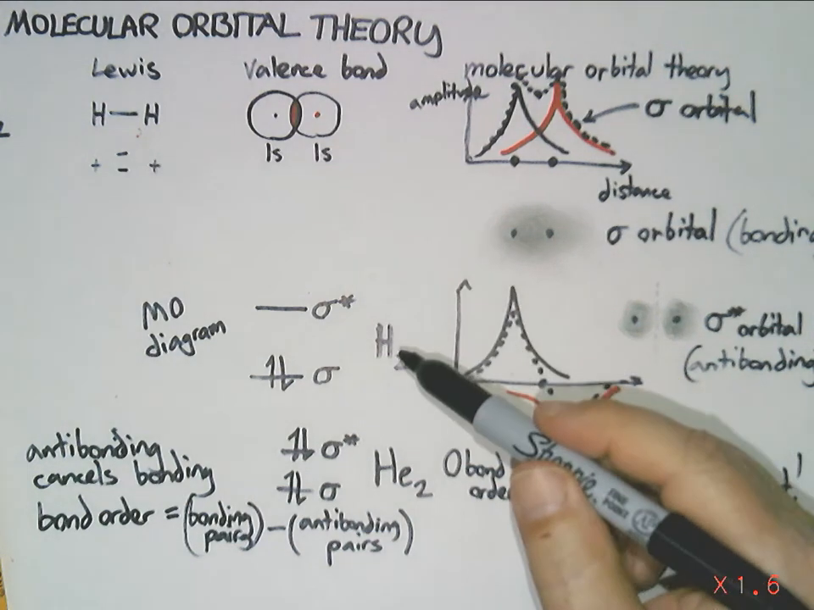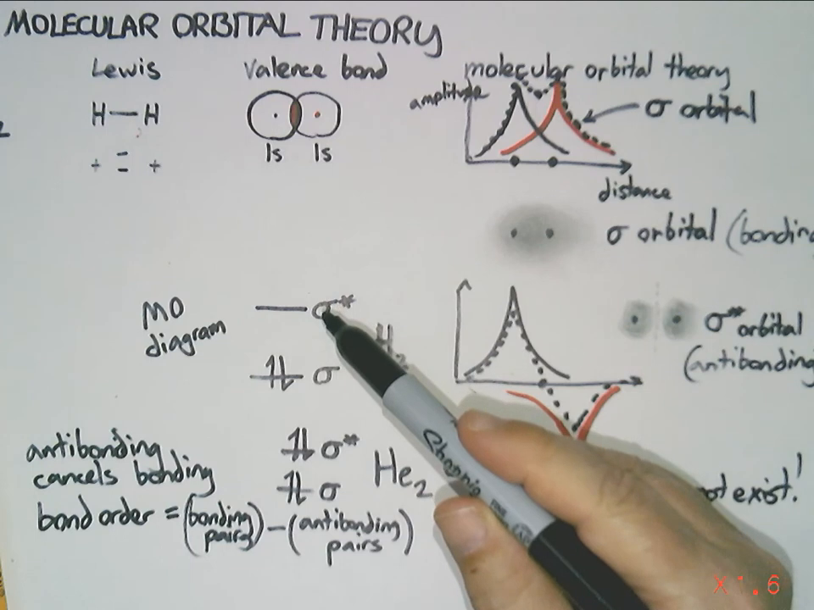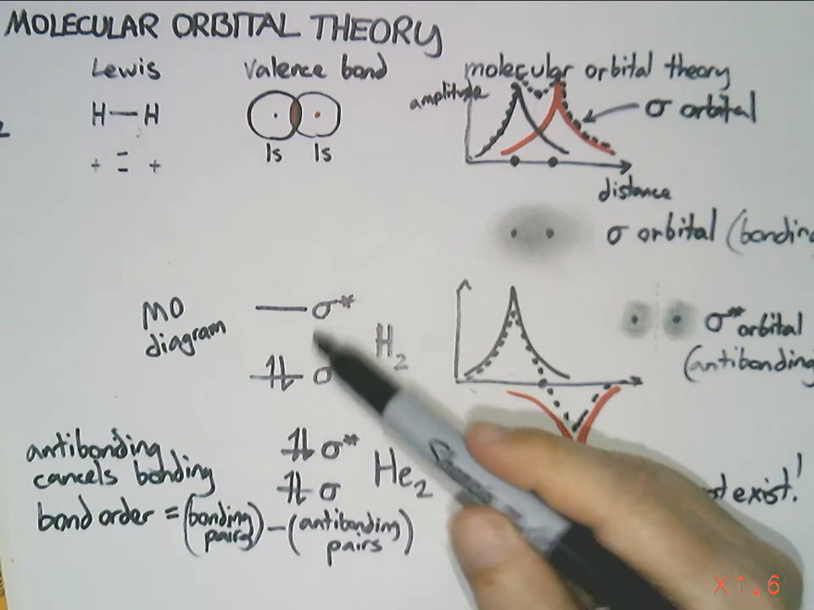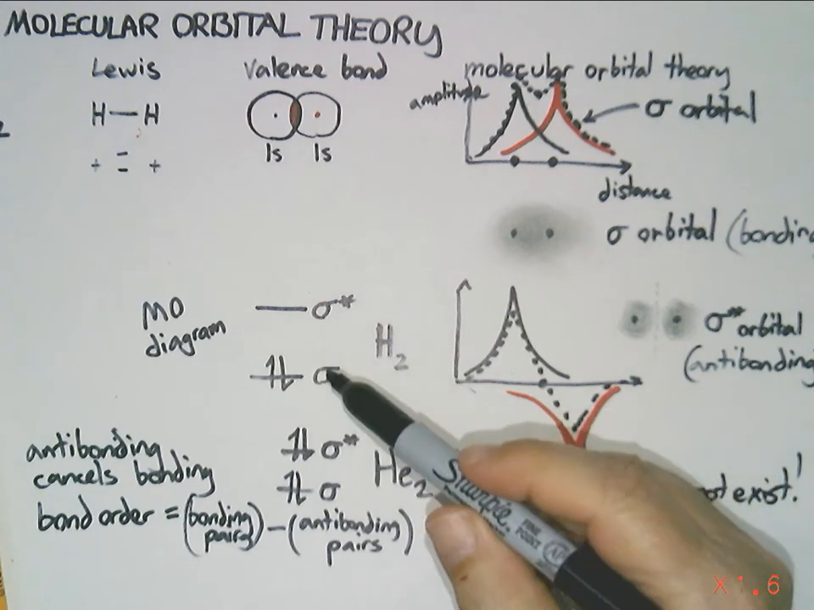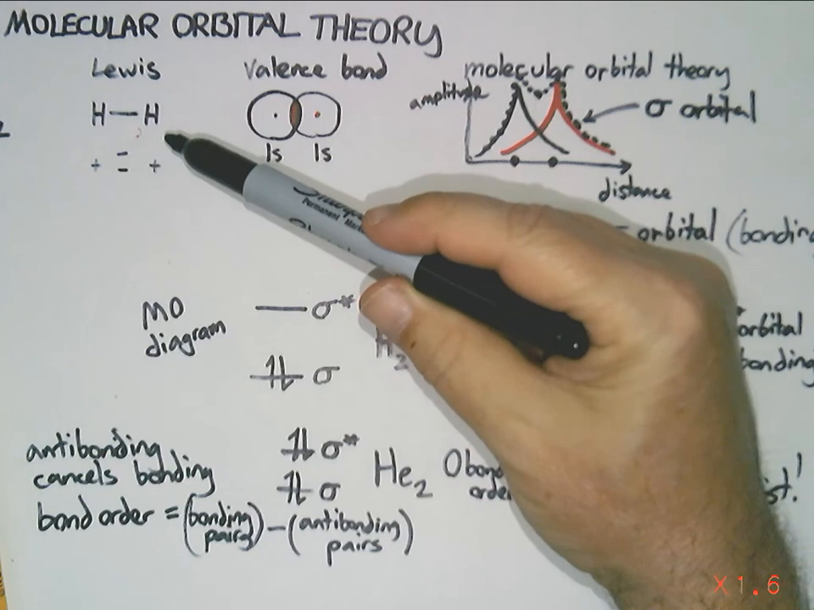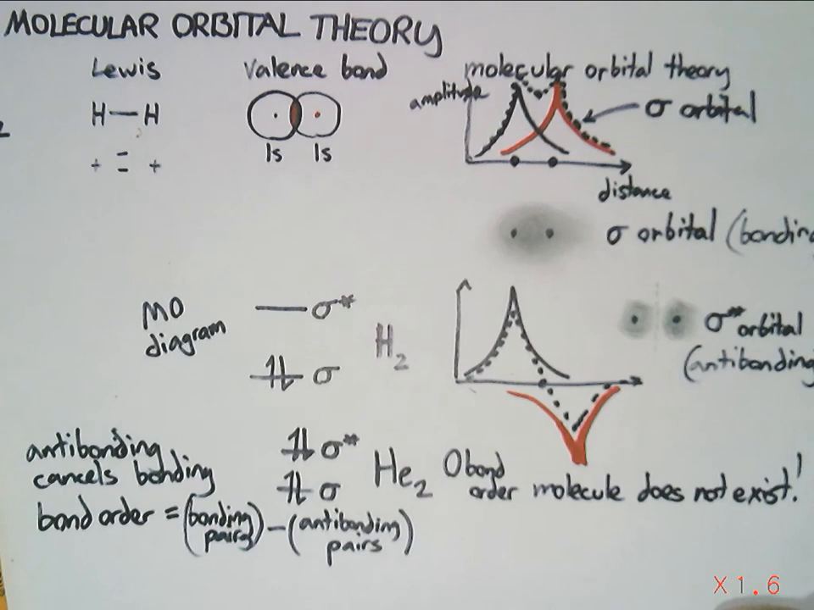Now, what's the bond order for H2? Well, we have 1 bonding pair and 0 anti-bonding pairs. So 1 minus 0 is 1. So the bond order in H2 is 1. And that matches what we predicted with the Lewis theory. There's a single bond there. Molecular orbital theory tells you you have a bond order of 1, which is the same as saying you've got a single bond there. We'll do a few more examples and look at some more things that we can do with these molecular orbital diagrams. And look at molecular orbital diagrams for more complicated systems in the next video.